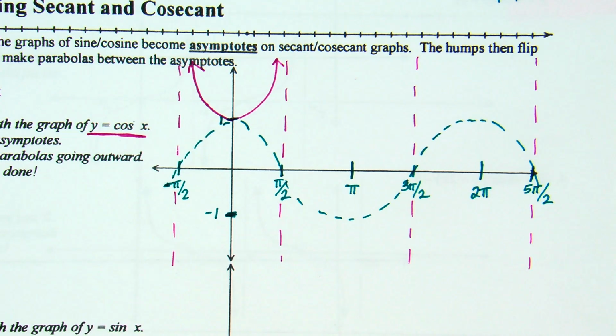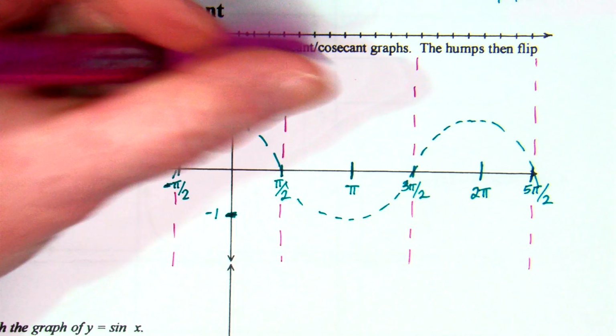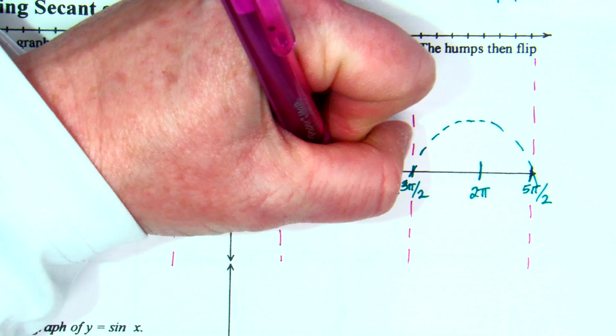So that's the same thing for the valleys. So now we have a valley from pi over 2 to 3 pi over 2. We have a minimum at pi. So underneath pi at negative 1 is going to be the top of a parabola.